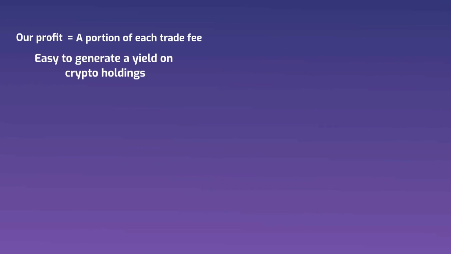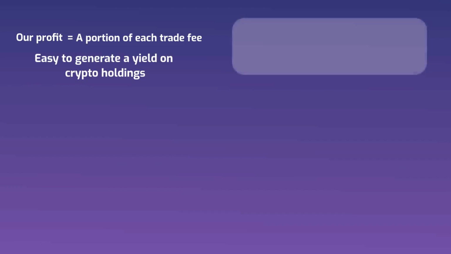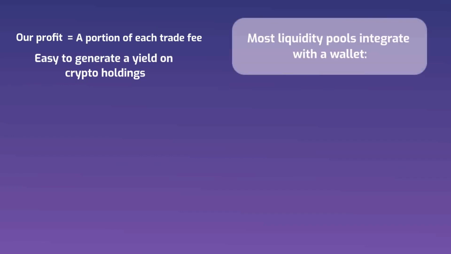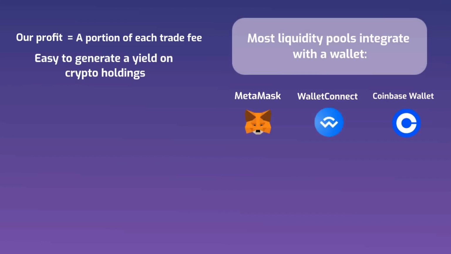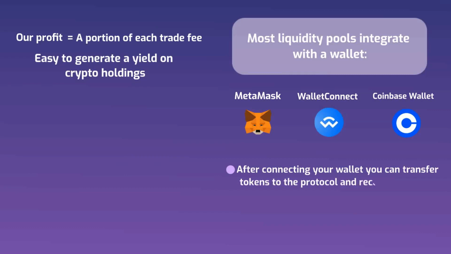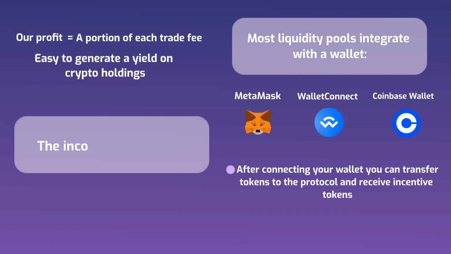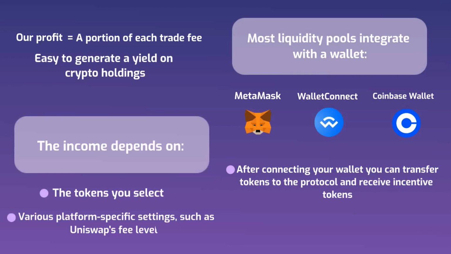By supplying our static assets in a liquidity pool, we will get a portion of the fees every time a trade is done. Liquidity pools make it easy for liquidity providers to generate a yield on their crypto holdings. Most liquidity pools integrate with a wallet, such as MetaMask, Wallet Connect, or Coinbase Wallet. After connecting your wallet, you can transfer tokens to the protocol and receive incentive tokens. The income depends on the tokens you select and various platform-specific settings, such as Uniswap's fee levels.